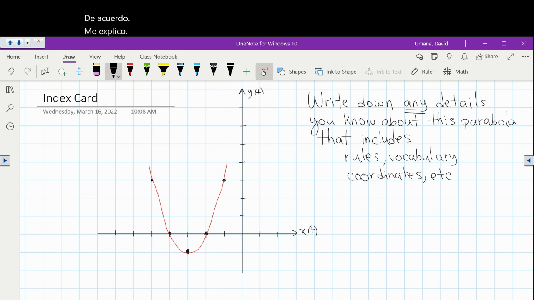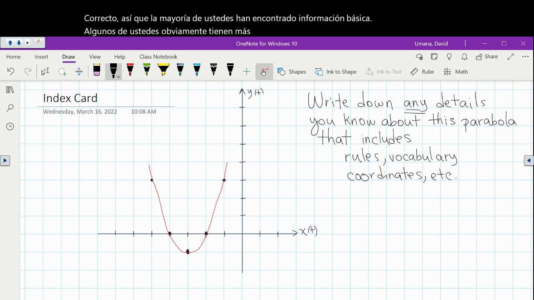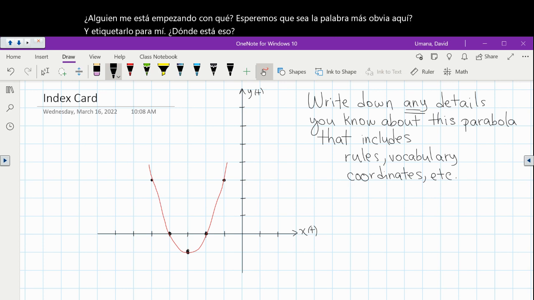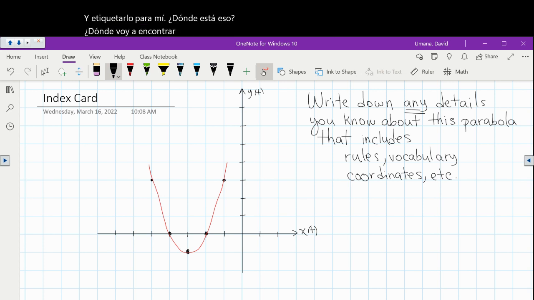All right. So most of you have found some basic information, and some of you have obviously more information than others, and that is fair. But let's start like this. Can somebody start me with what hopefully is the most obvious word here? Thank you. And label it for me. Where am I going to find the vertex? Is it one of these points above?